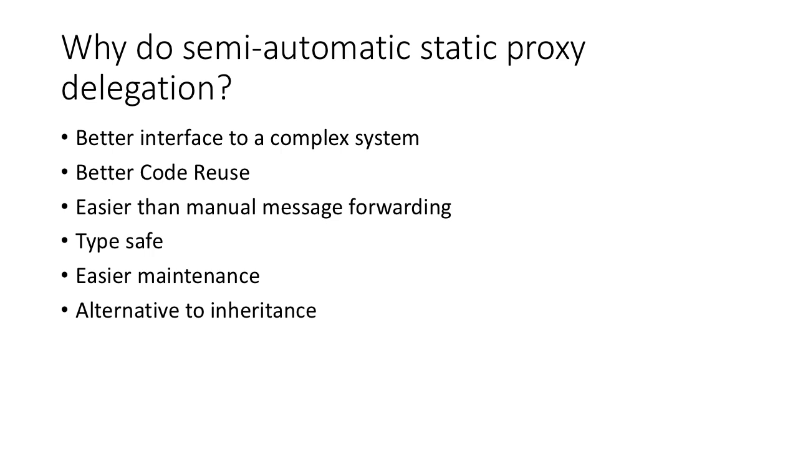And the answer is you can get a better interface to a complex system. It enables code reuse. You don't have to change the existing code or the legacy code. And it's easier than manual message forwarding. It's type safe, has easier to maintain properties, and it's an alternative to inheritance. You're doing the buildup of a composite class using composition.